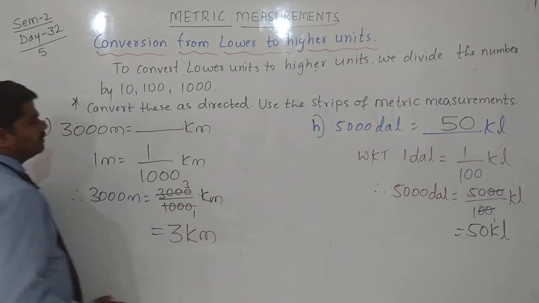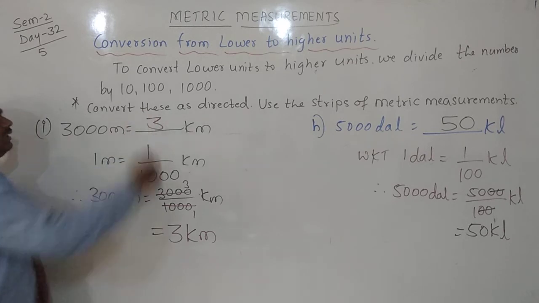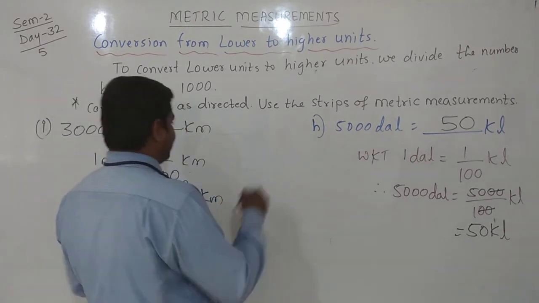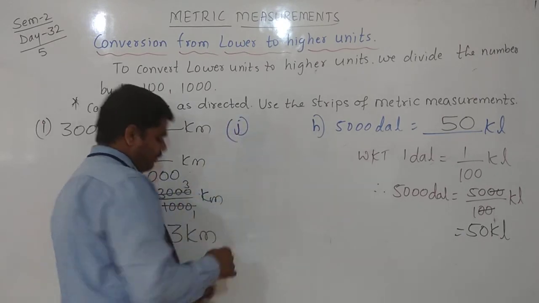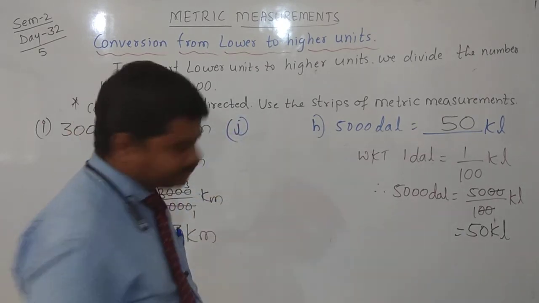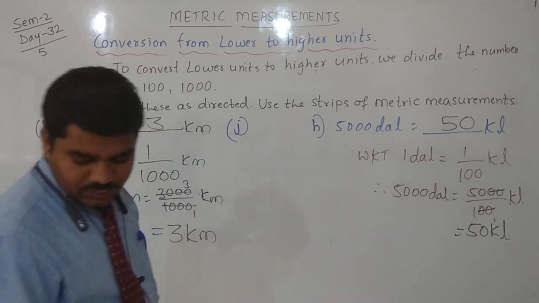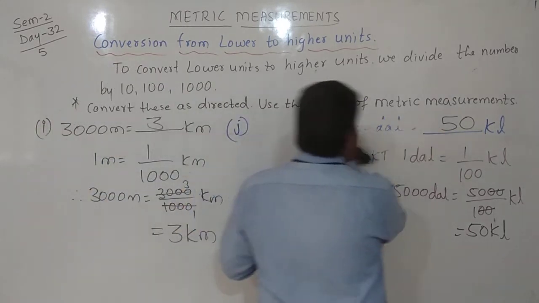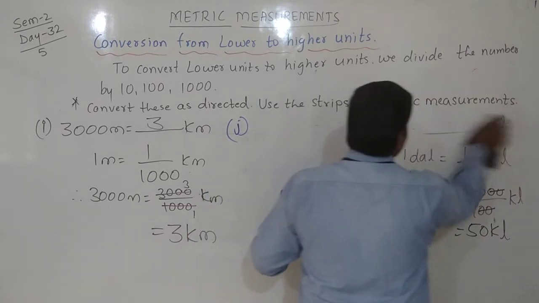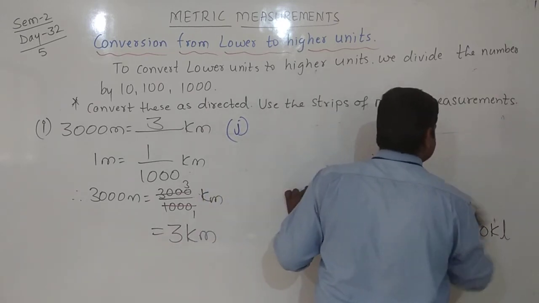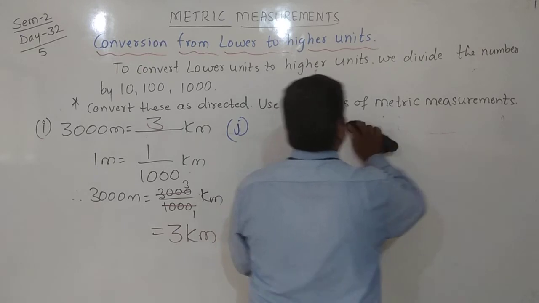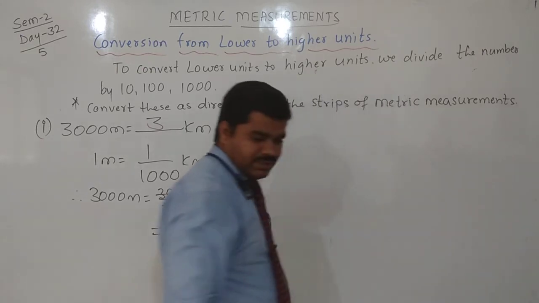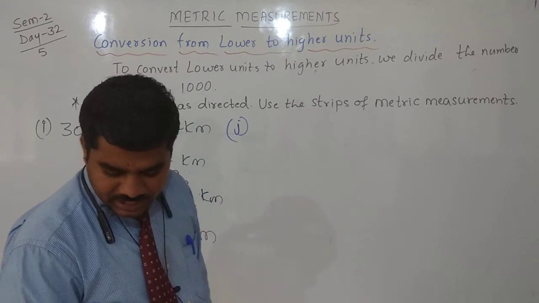What is the answer? 3 kilometer. Yes. Next, J. Very simple problems, this. Up to O are given. I'll solve up to O, and the remaining you can take. One more question is there, that as a homework. If you get any doubt, you can give a call to me. I will clarify your doubts.